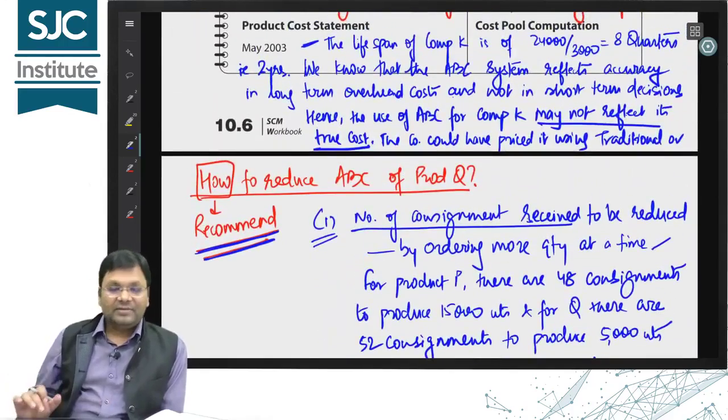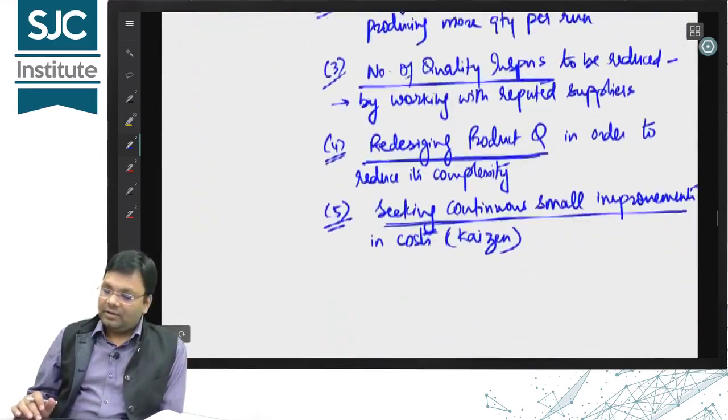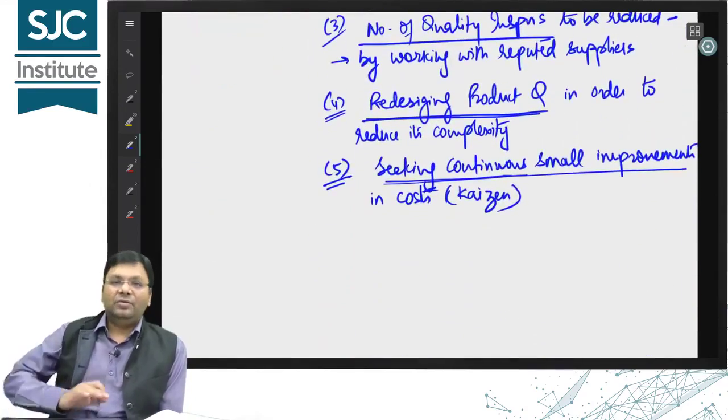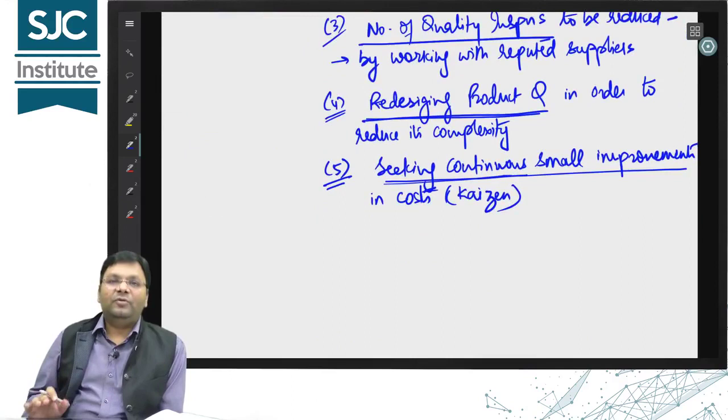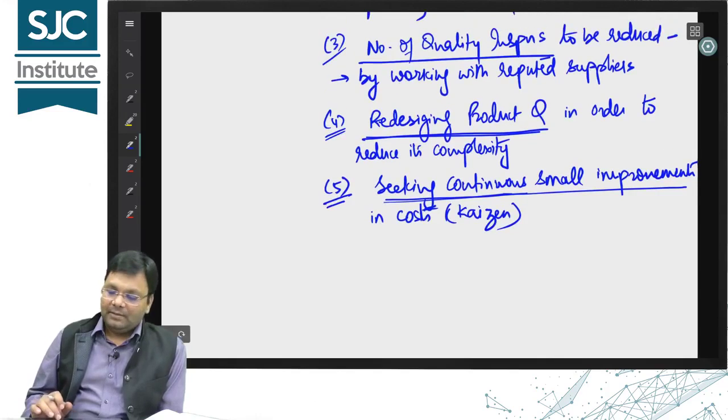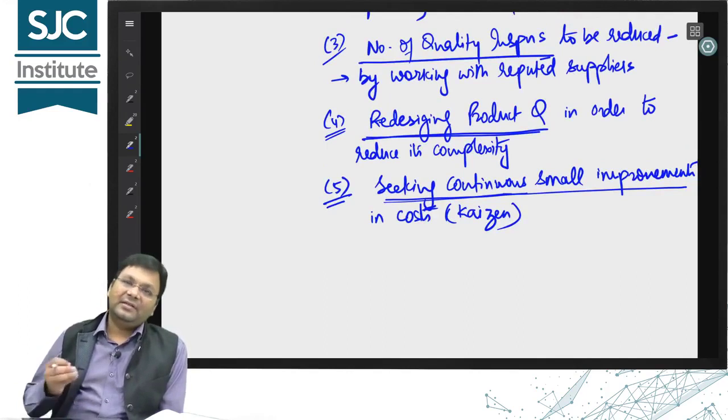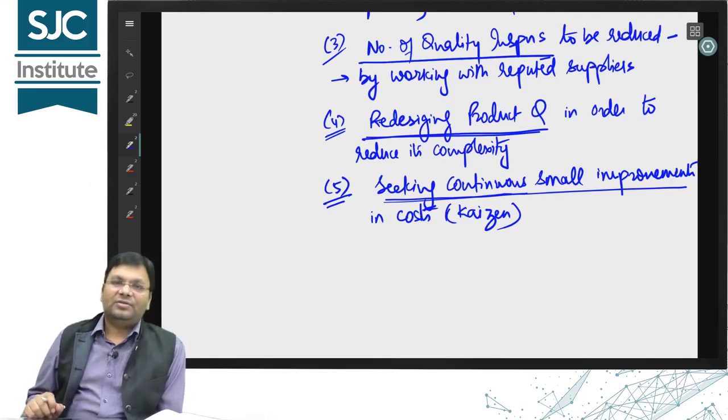Recommend ways to reduce ABC cost of Q. Now there is no specific and foolproof answer for this kind of question. It is solely based on your understanding of the concept. There can be some new points also, which if any student puts up and gives in their answer, they can give it in a new way also. It is just your own understanding of the concept.